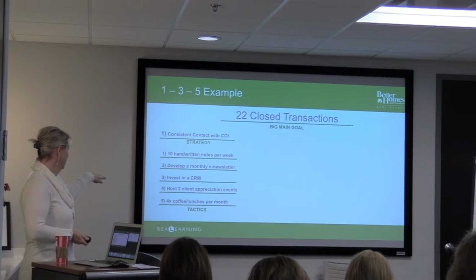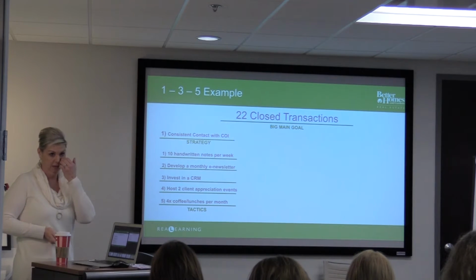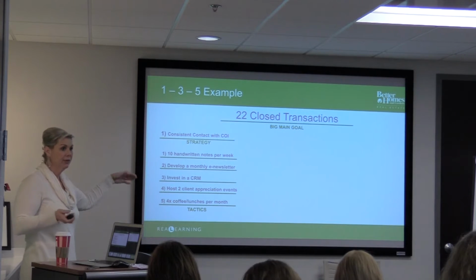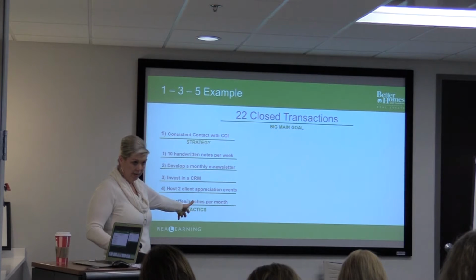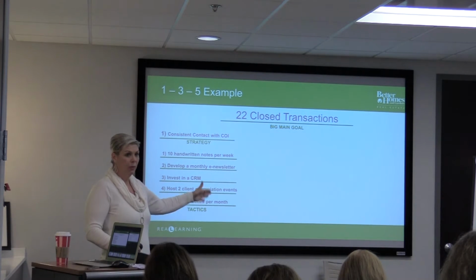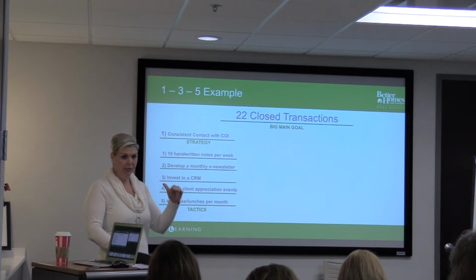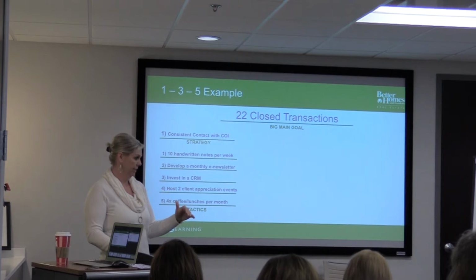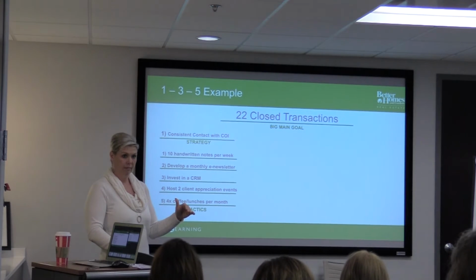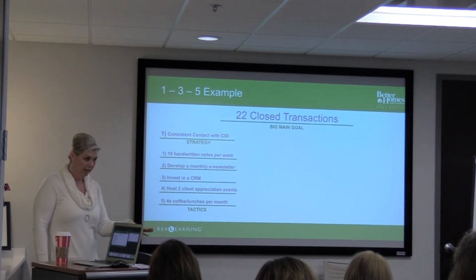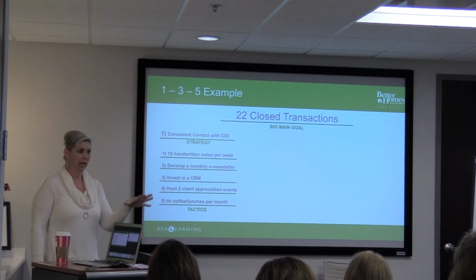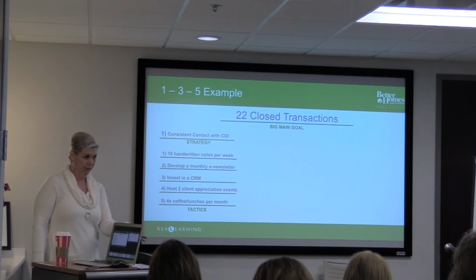The other thing on here is I need to do 4 coffee lunches per month. Some of these are simple. Some of these are going to take me more time. But the tactics should be what you need to do on a daily, weekly, monthly basis. They should be activities and quantify them. Remember, measurable, actionable, quantify them.